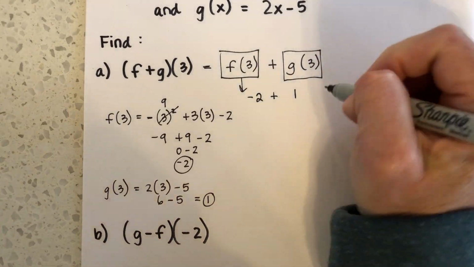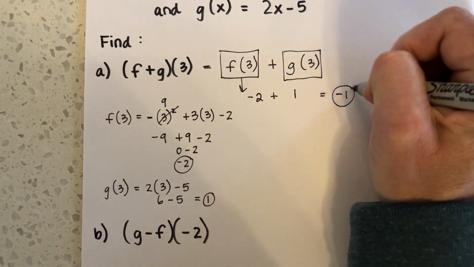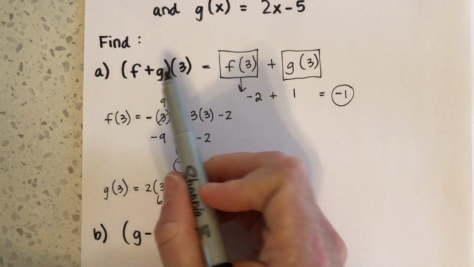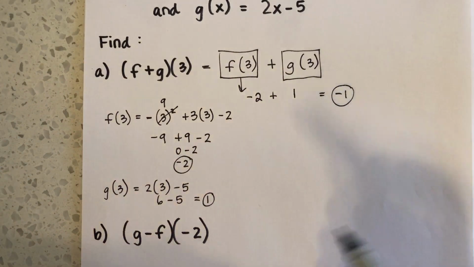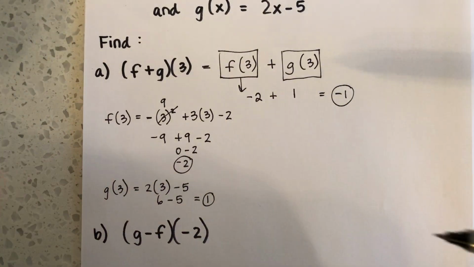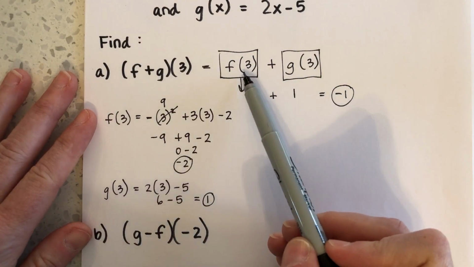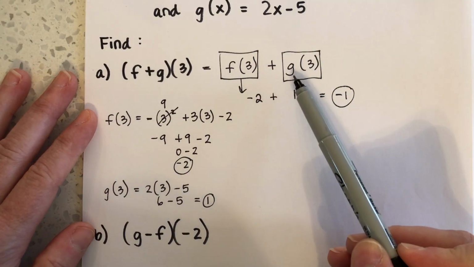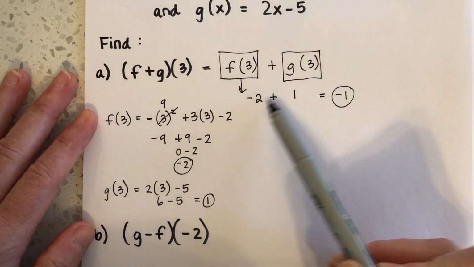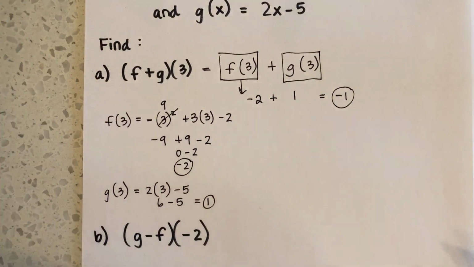Negative 2 plus 1 is negative 1. So that's what f plus g of 3 will equal. So I literally treat it like two separate function problems. First, I find a number for f of 3, then I find a number for g of 3, and then I just add those two numbers together, okay?